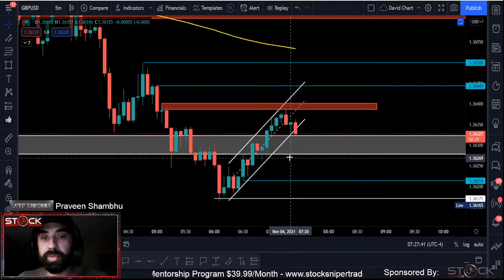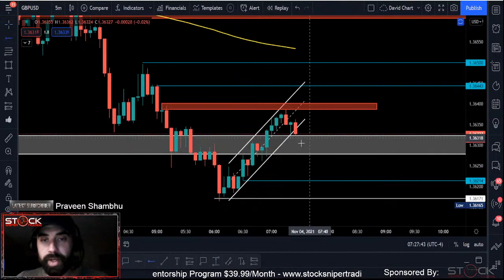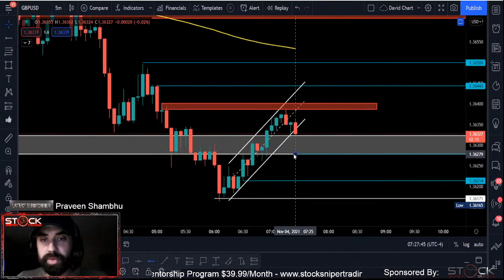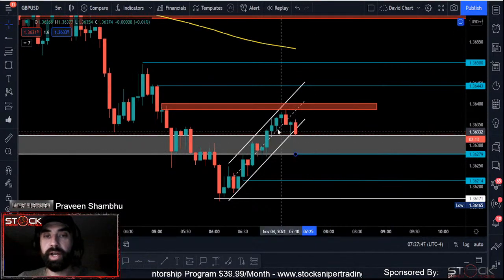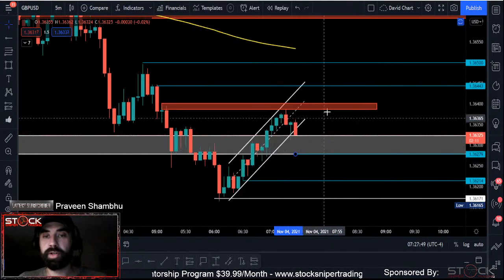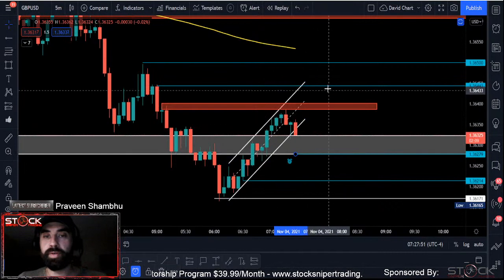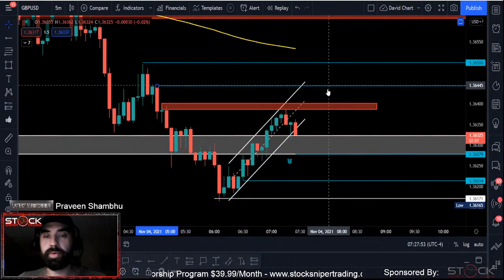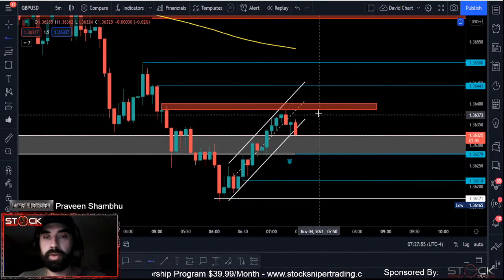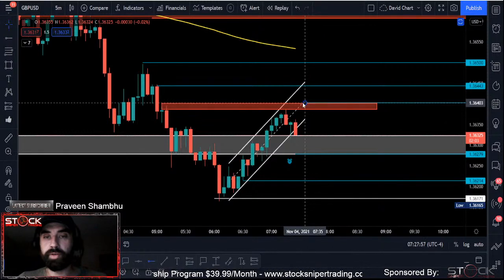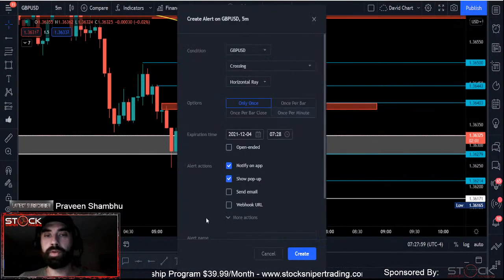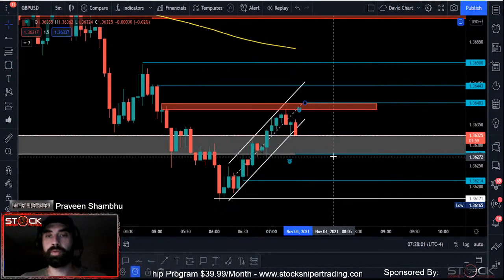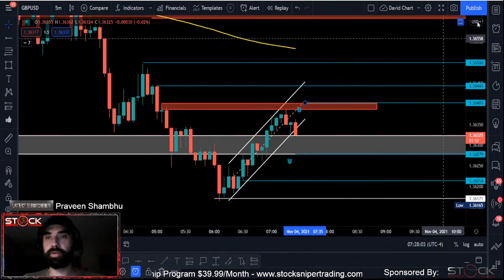Just keep in mind on GBP USD. All right, I'm going to do just a horizontal ray at this previous bottom of this box. Going to add an alert here. Okay, and then same with the top of the parallel channel. All right.